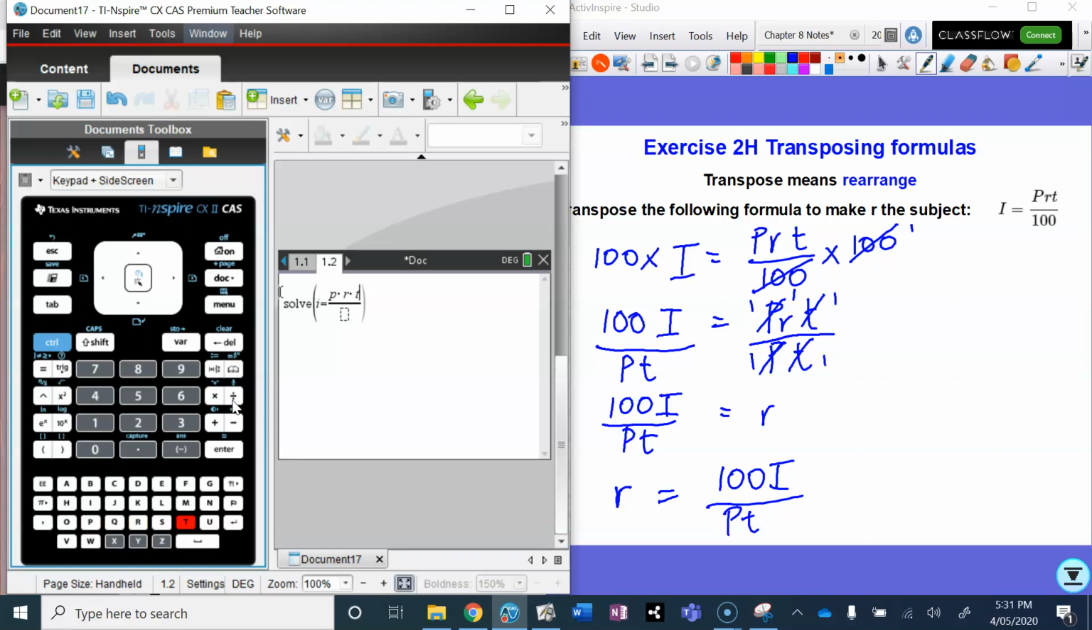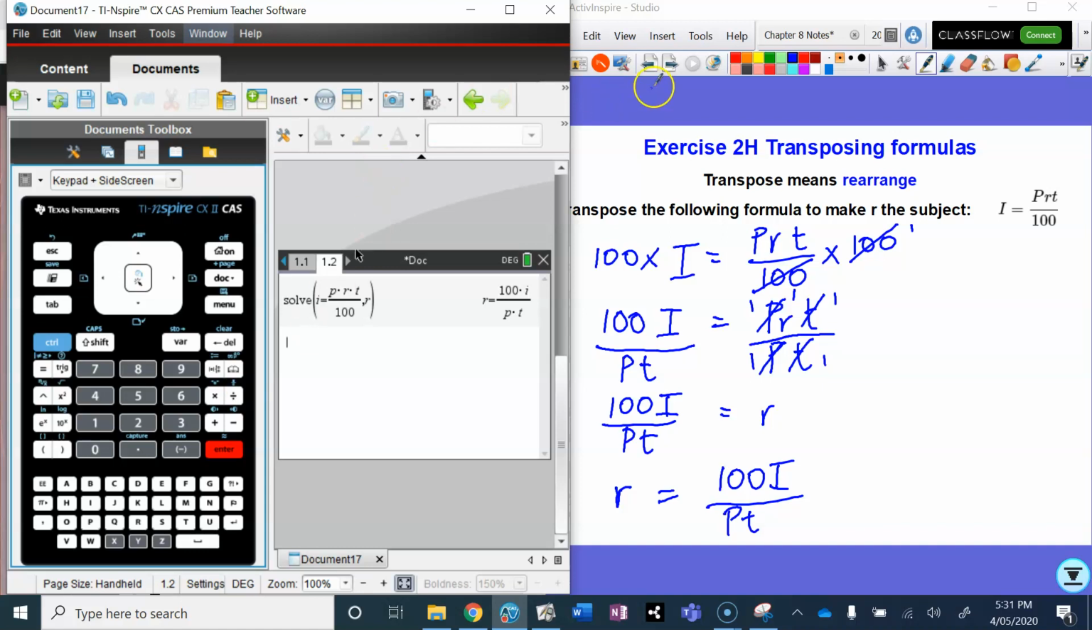Remember to tell the calculator to multiply those three variables, otherwise the calculator thinks PRT is a quantity on its own. So P times R times T divided by 100. And tell your calculator you want to solve that for R. Basically that means to the calculator, rearrange that formula and make R the subject. So in one step, you have done all that algebra there, rearrange that into R equals 100I divided by PT.